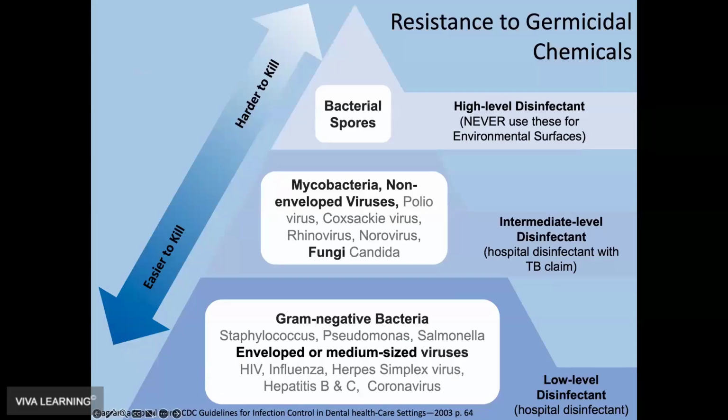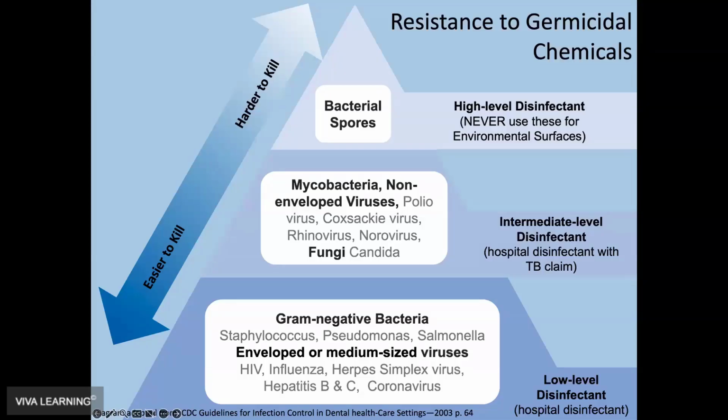This slide shows a pyramid on types of microorganisms, those that are the most difficult to kill at the very top of this triangle, and microorganisms that are easier to kill at the bottom portion of this. And of course, the middle portion contains microorganisms that are a little bit more difficult to kill, but not quite as difficult as bacterial spores. So the only products that will kill bacterial spores are high-level disinfectants, but remember, we're never going to use these on environmental surfaces.